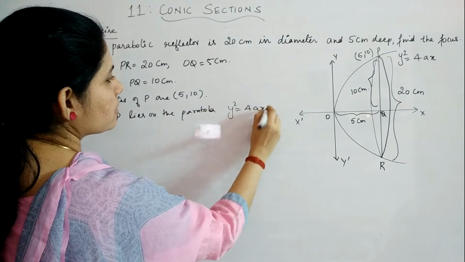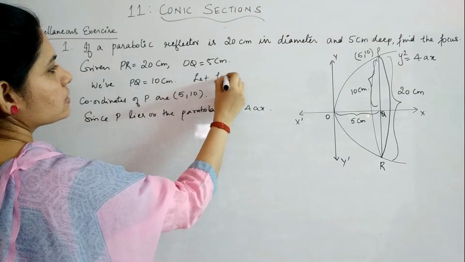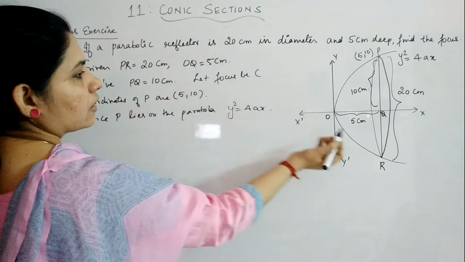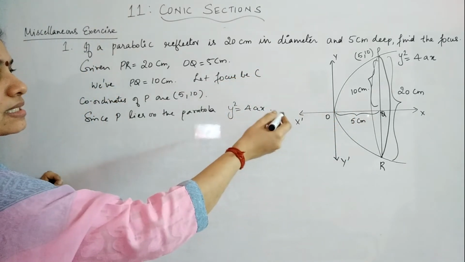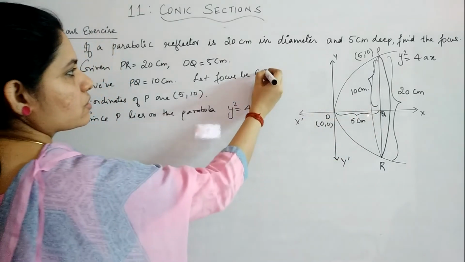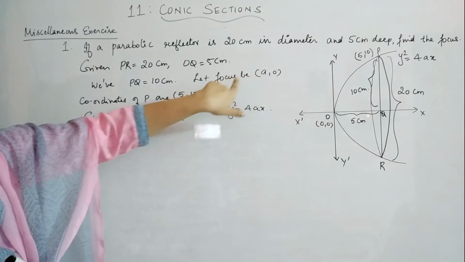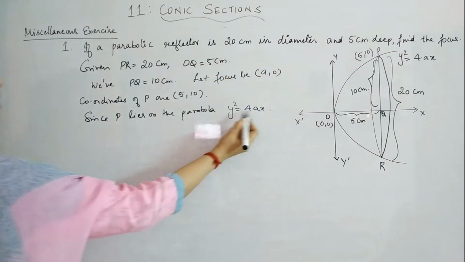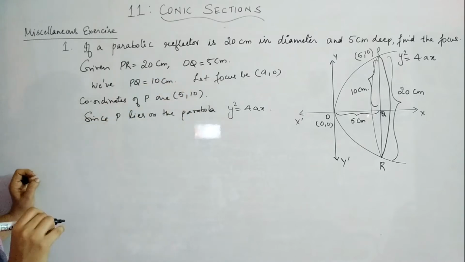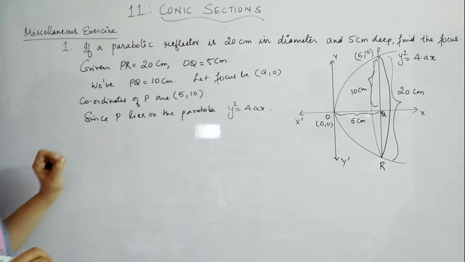So when we say y square equal to 4ax, let us take that the focus will be lying on the x-axis. Since the vertex is taken as 0, 0, the focus is also on the x-axis. So let it be a comma 0. When we get a, we will get the focus, right? So here it is clear that a gives you the value so that you can find out the focus a comma 0.